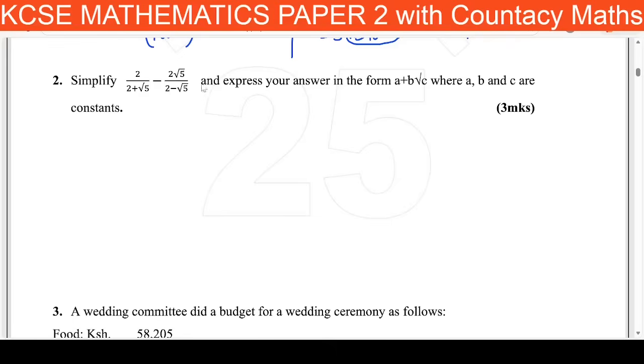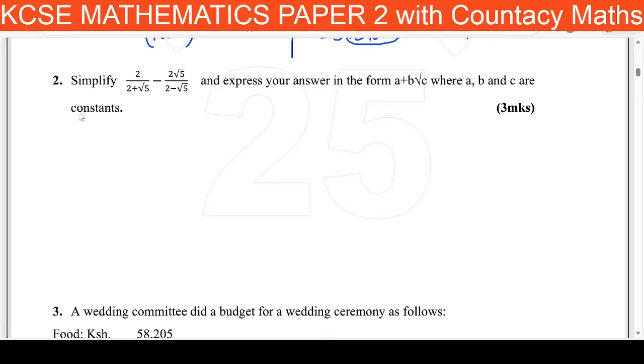So you are told to simplify that and express your answer in the form of a plus b root c, where a, b, and c are constants. Well, there are two major ways of solving this question, but let me show you the quickest and the easiest way to go about this, which will help you to be free from making errors.